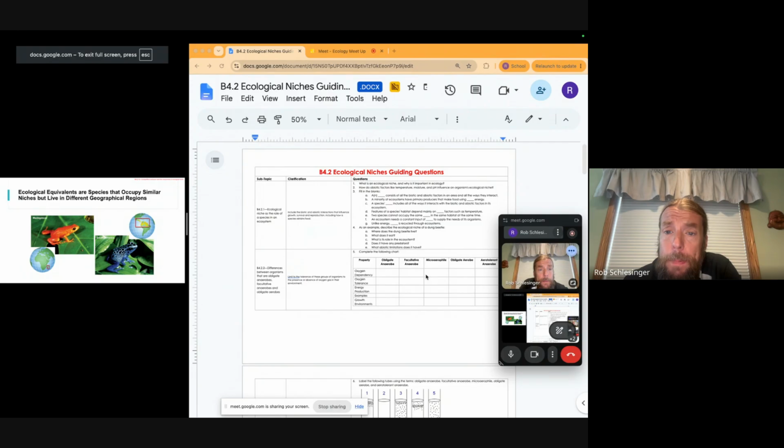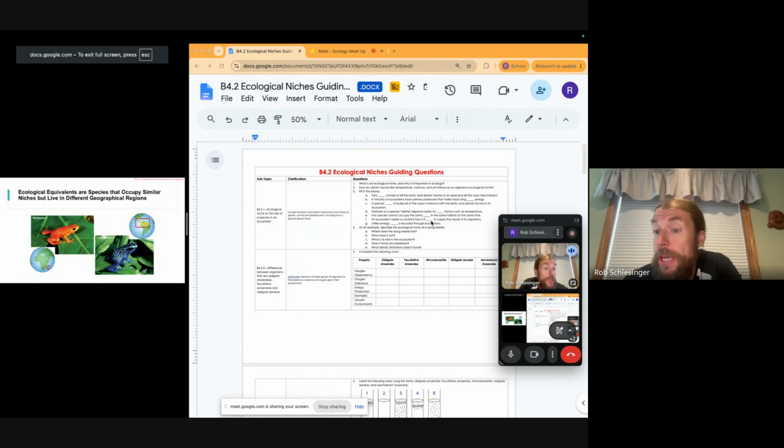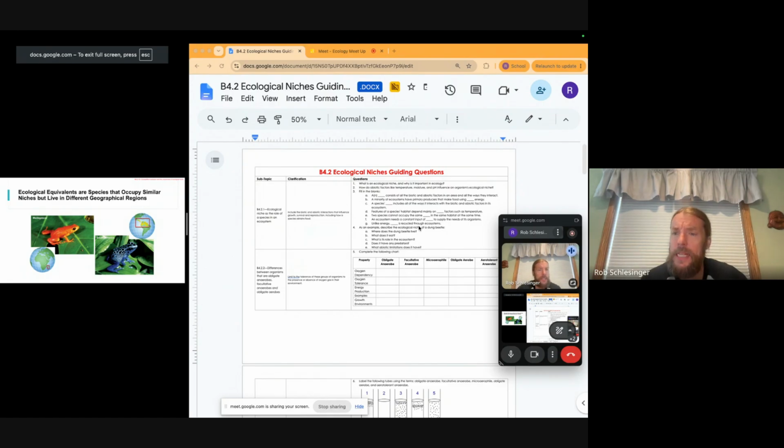An ecosystem needs a constant input of blank to supply the needs of its organisms. Energy, yeah. And usually, again, that's light energy. Unlike energy, what is recycled through the ecosystem? Like the organisms themselves. Yeah, absolutely. And generally we refer to that as matter. So matter gets to be recycled, whereas energy comes in and leaves.